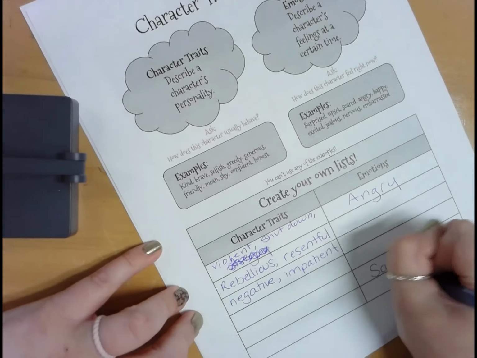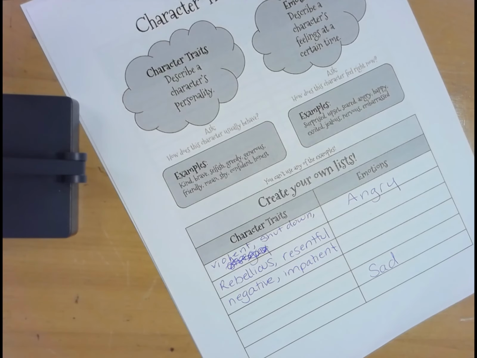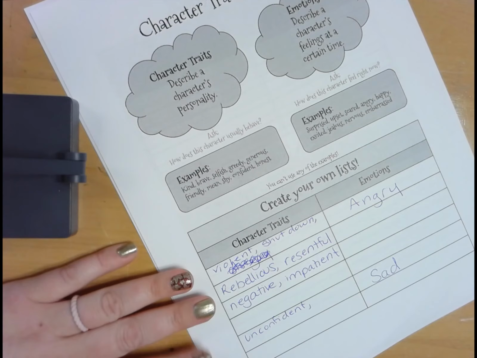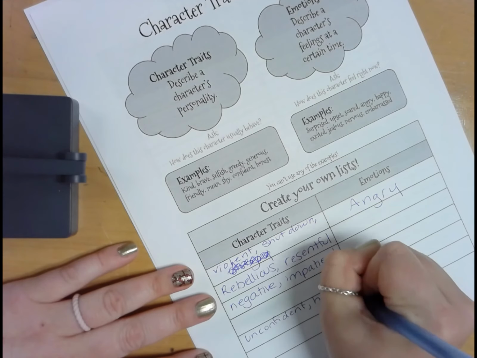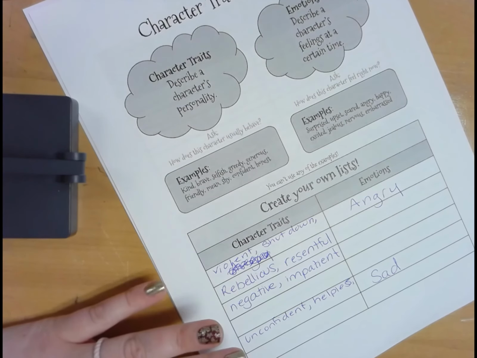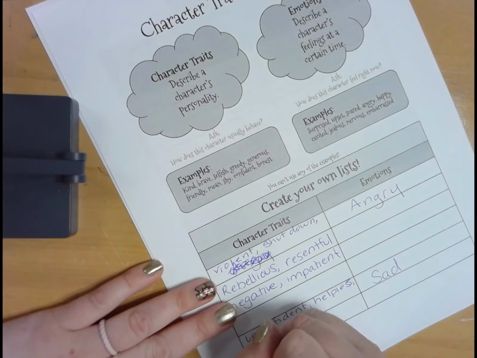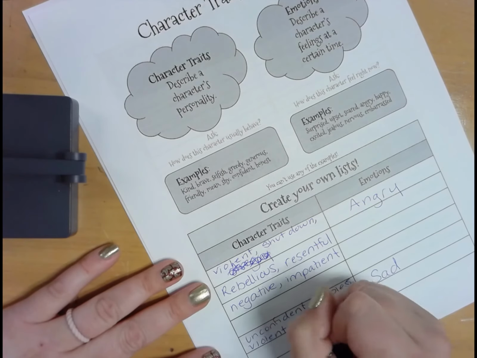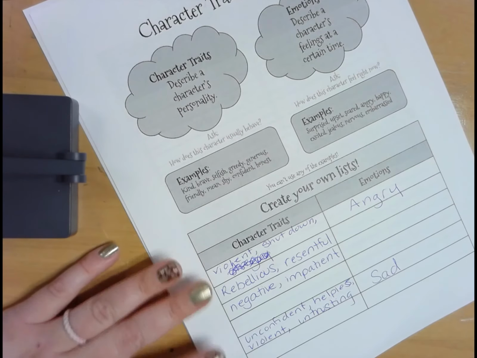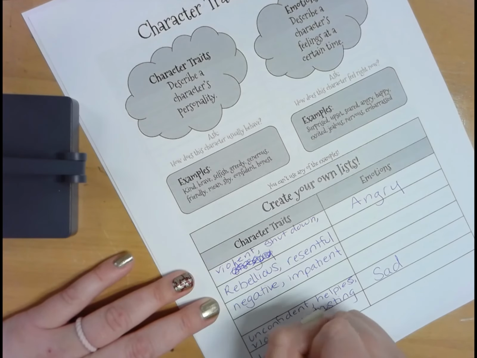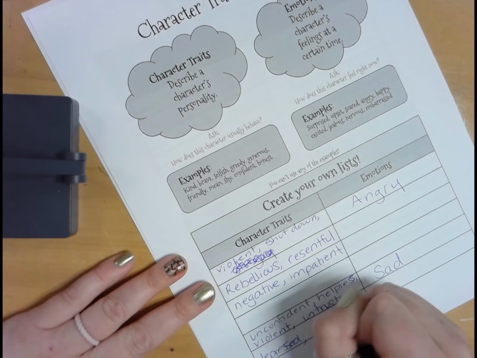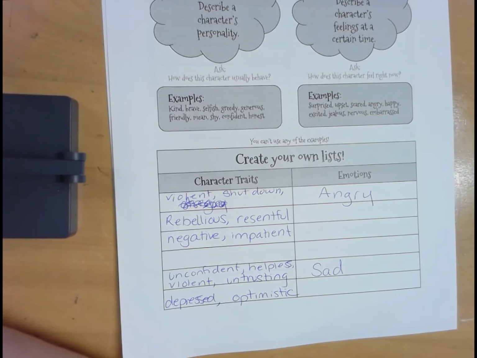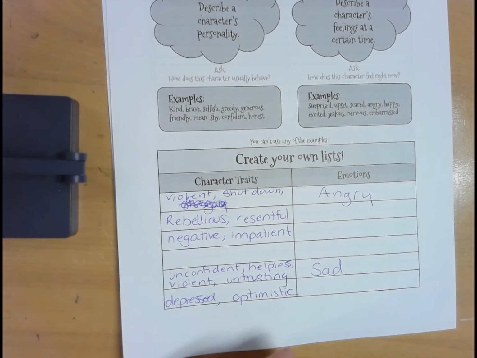Another emotion might be sad. And characters all act different when they're feeling sad. Some characters who are sad might be unconfident. They might be helpless. I can't do anything. Well, others might be angry when they're sad. They might get violent because they're sad and they don't know how to act. Others might be untrusting because they're sad. Some might be depressed when they're sad. And others, even though they're sad, might still be optimistic. So they might still think, you know what, I'm upset right now, but I'm still feeling like things could be okay. So different characters act different ways when they feel sad.